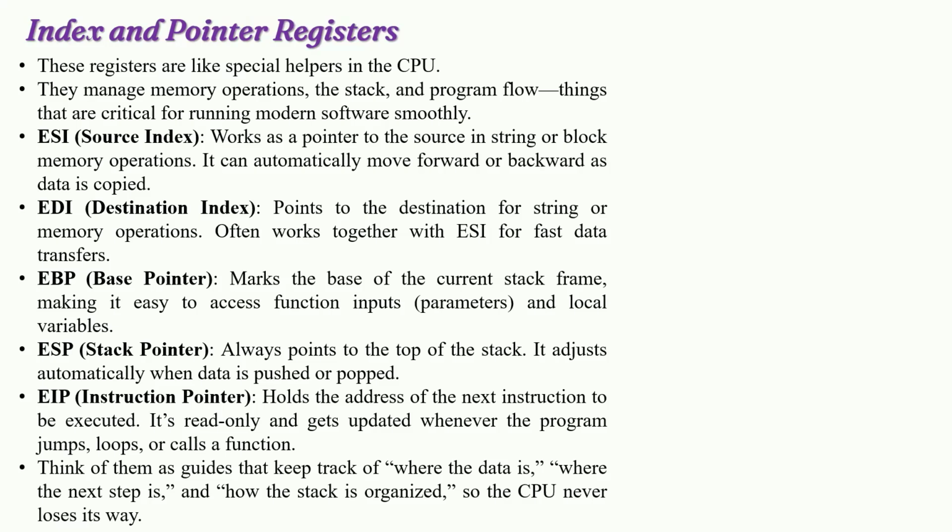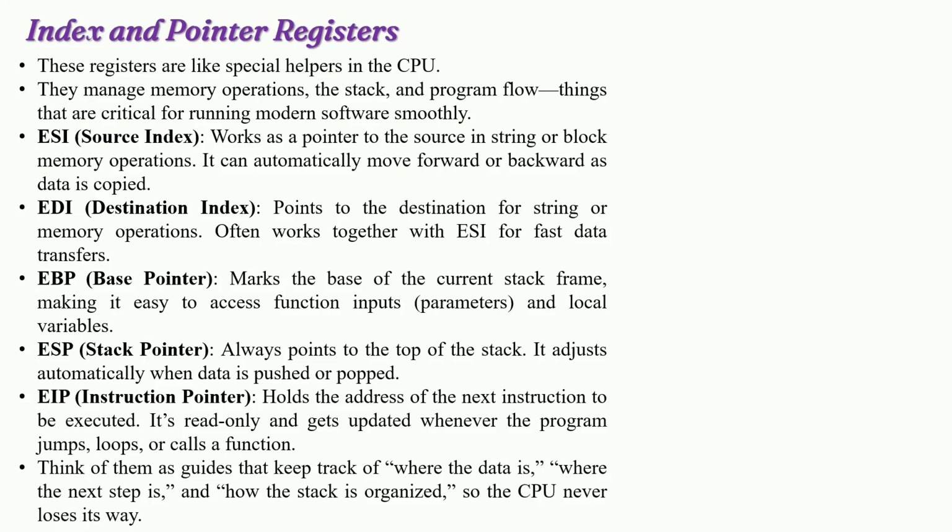Together, ESI and EDI are like a delivery team. One picks up, another drops it. These two are part of the general purpose registers. ESI and EDI are among the 8. Then EBP, the base pointer, marks the base of the current stack frame, helping access function inputs and local variables. Stack pointer, ESP, always points to the top of the stack. When you push something, it moves down. When you pop, it moves up. EBP and ESP also are part of the general purpose registers.